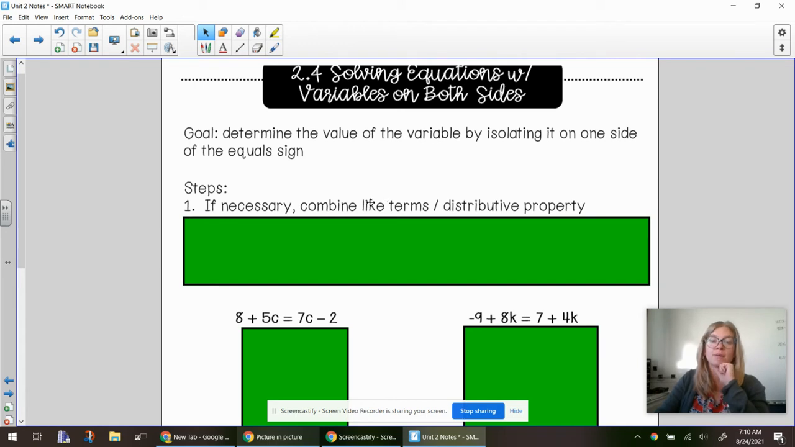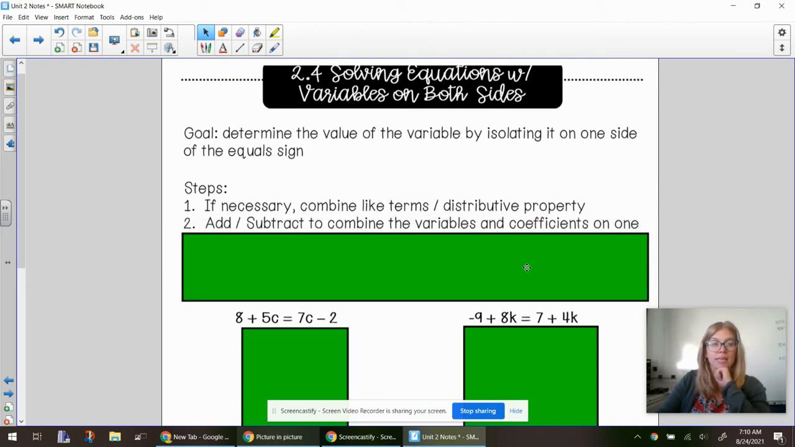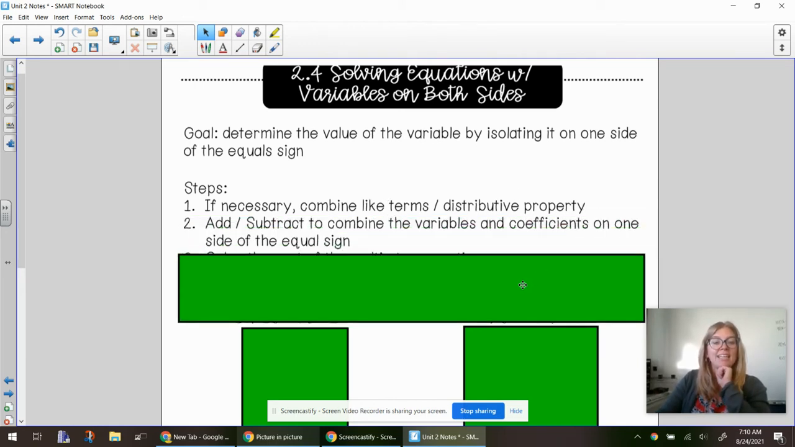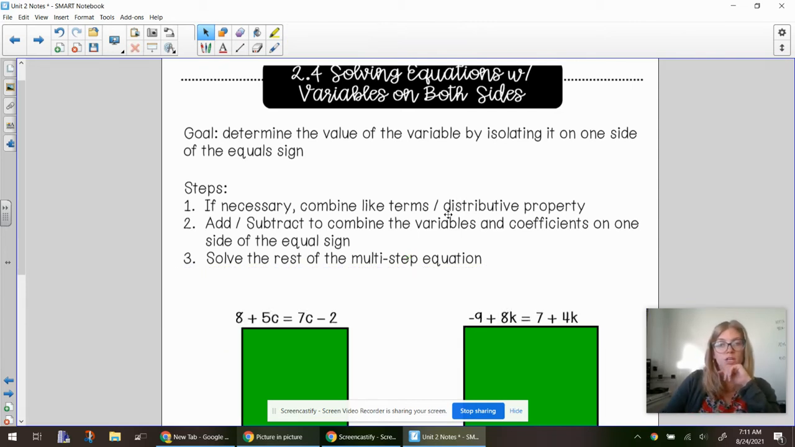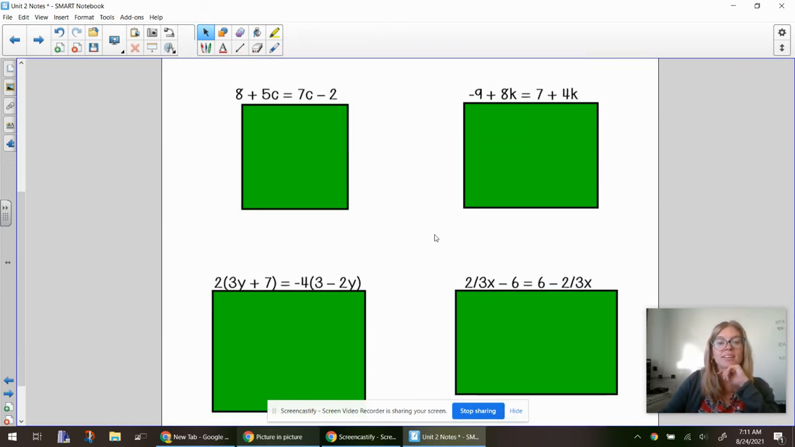So, here are our steps. If necessary, we're going to combine like terms or use the distributive property. Then we're going to add or subtract to combine the variables and the coefficients on one side of the equal sign. So we want the variables and coefficients together on one side. Then we'll solve the rest of the multi-step equation. So we're going to look through 4 examples together, and this will make more sense as we go.